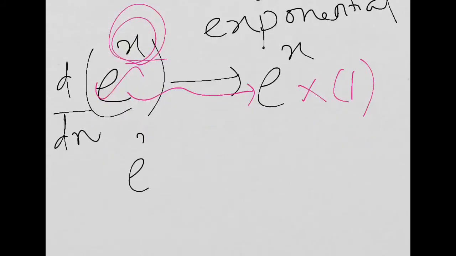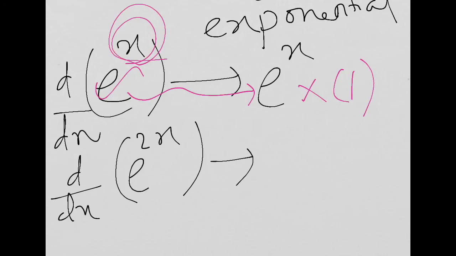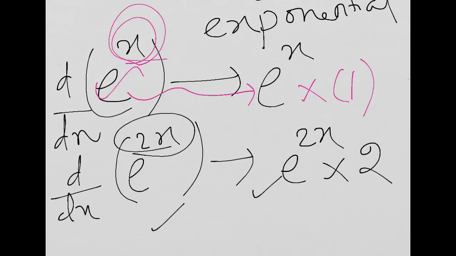So the question says e power 2x to be differentiated. We know the rule or the respect for e is e power anything will be written as the same thing. So e power 2x on differentiation is e power 2x into what is this 2x on differentiation? 2. So we get 2 e power 2x.